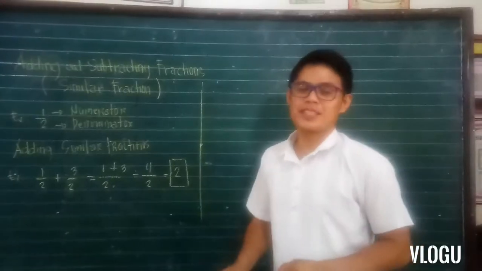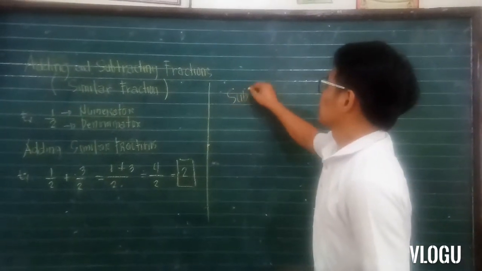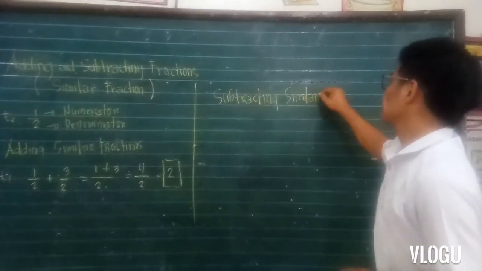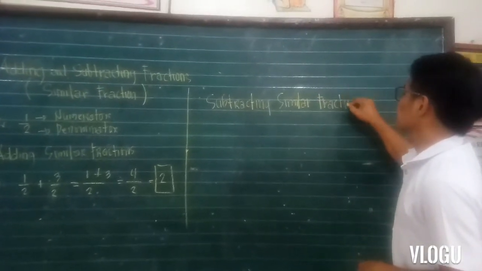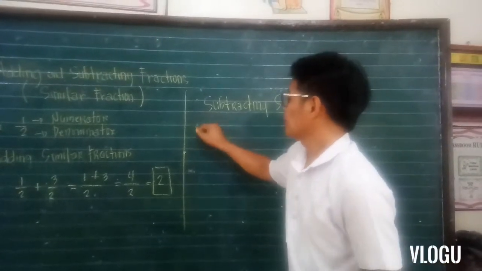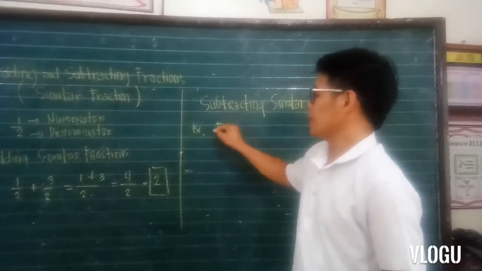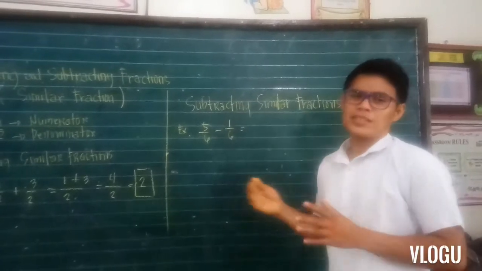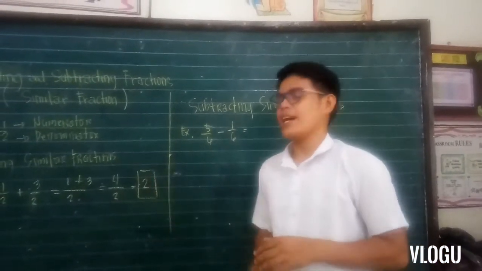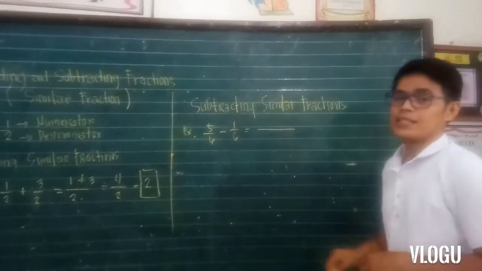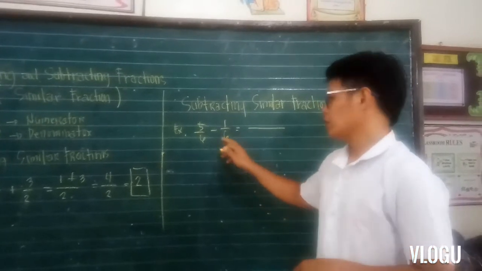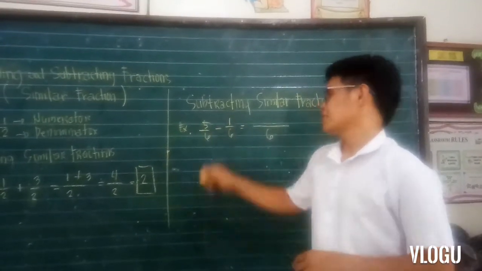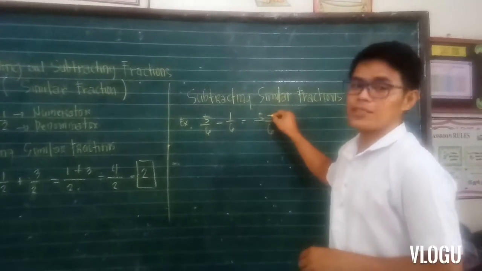Now, let's proceed with subtracting similar fractions. For example, we have 5/6 minus 1/6. This time, this is very simple. Just like what we did with adding similar fractions, all you have to do is copy their denominator. The denominator is 6. Then just subtract their numerators, so it would be 5 minus 1.